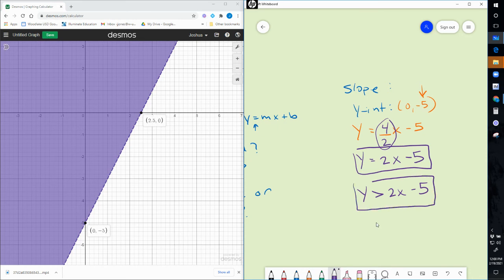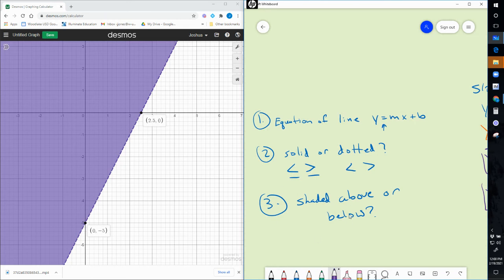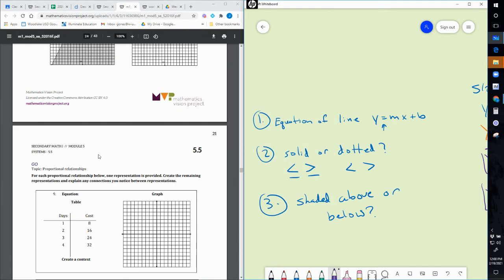Okay? So just make sure you answer these two questions. Is it solid or dotted? And do you shade above or below? And then you'll know which way to turn the sign. Okay? All right, so get off this. And that's for problems 5, 6, 7, and 8.